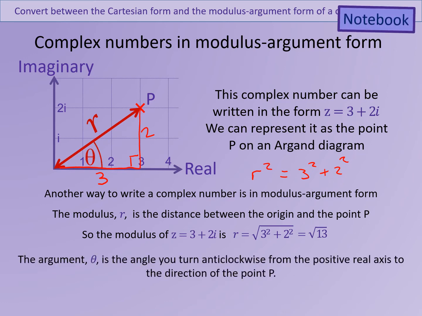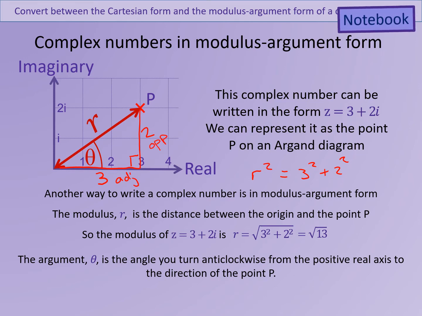Now the argument, we often use the Greek letter theta for that. It's the angle that you have to turn anti-clockwise, starting from the positive real axis. So from positive real numbers, going around anti-clockwise till you get to point P. To find this angle, we're going to use trigonometry. So the base is the adjacent side. Put the adjacent on there. The height is the opposite.